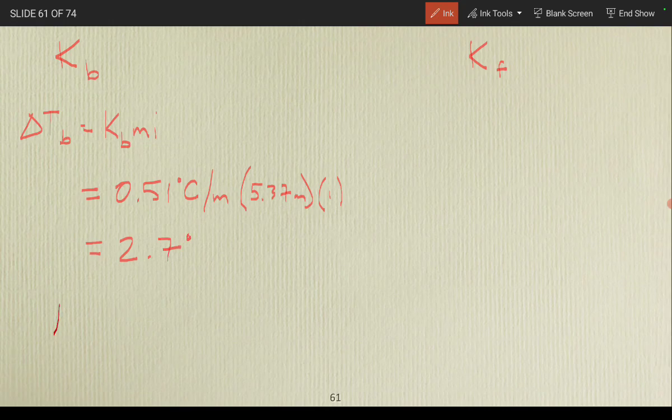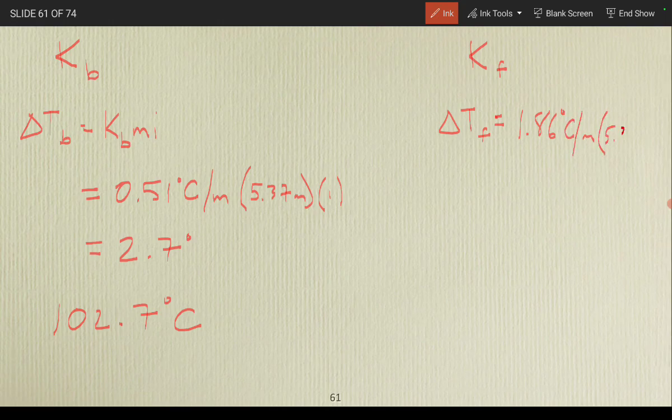So the new boiling point, if we're thinking about pure water, 100 degrees Celsius. So the solution now, if it's boiling 2.7 degrees higher, it's just going to be 102.7. And then kind of the same idea with the freezing point one. It's just now we've got a different constant there. So we've got 1.86 degrees C per molal.